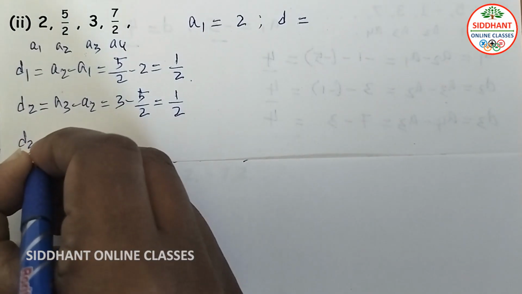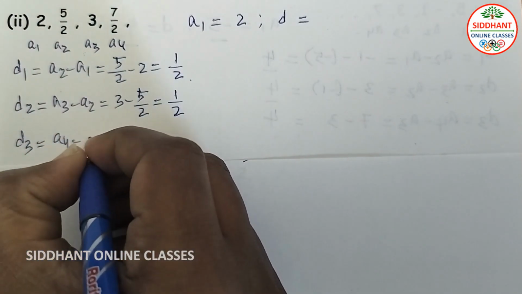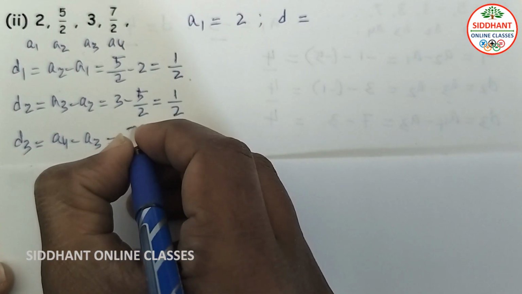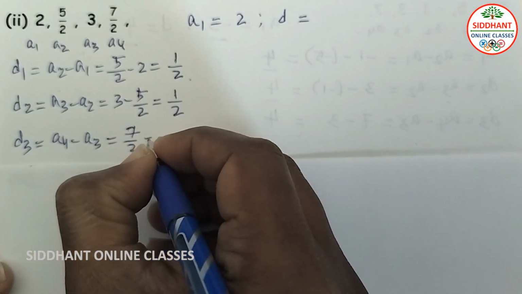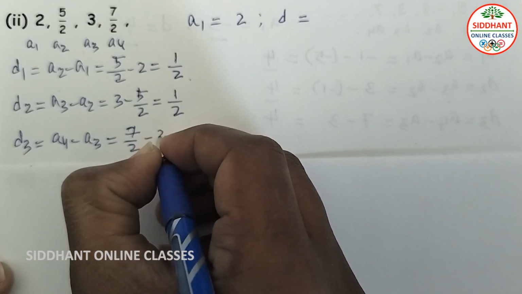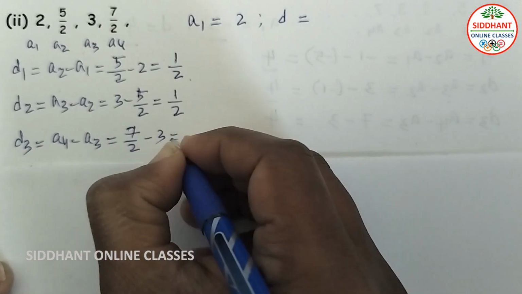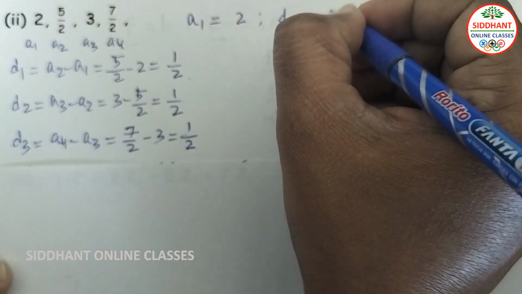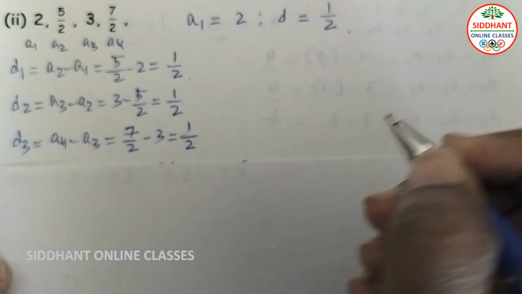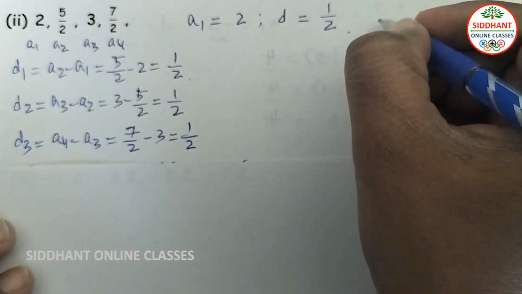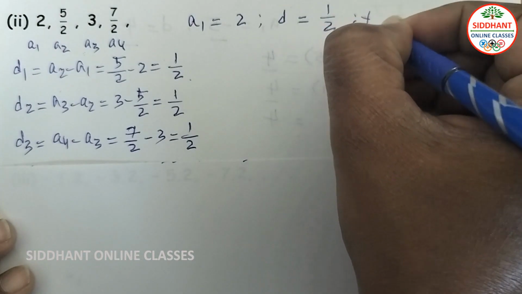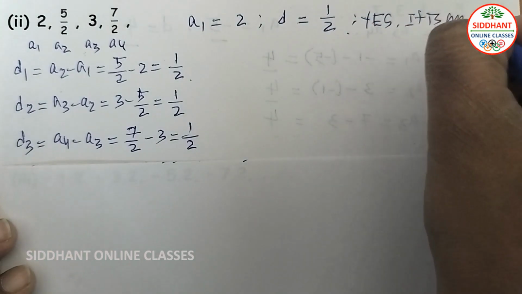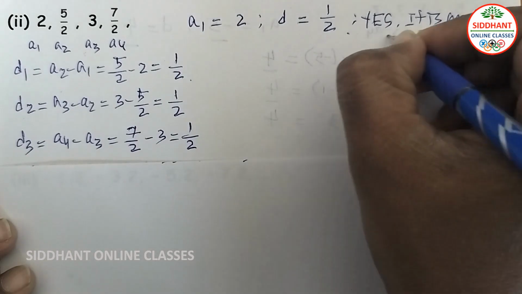Next D3, A4 minus A3, that equals A4 is 7 by 2 minus A3 is 3, that equals 7 minus 6 by 2, that means 1 by 2. So here D is common, which is 1 by 2. So we can say that it is an arithmetic progression.